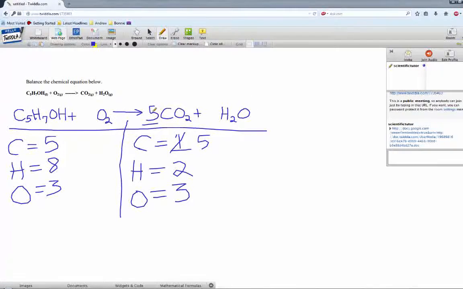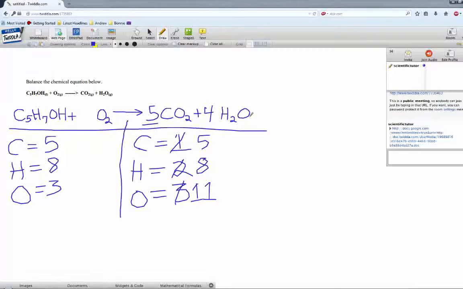So I have to recount the oxygens. 5 times 2 is 10 plus 1. Now I have 11 oxygens. Next, I'm going to change the hydrogen. 8 on this side and 2 on this side means that I have to put a 4 in front of this. 4 times 2 equals 8.